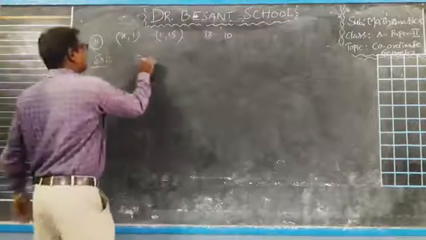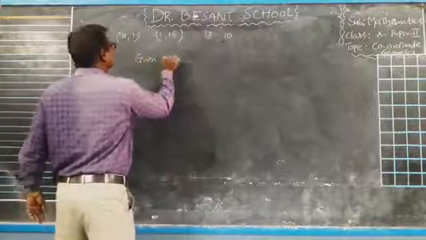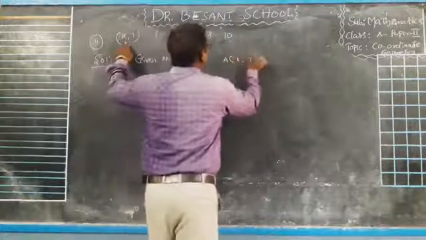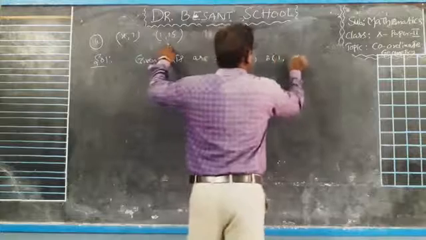Solution. Given points are A(x, 7), B(1, 15).